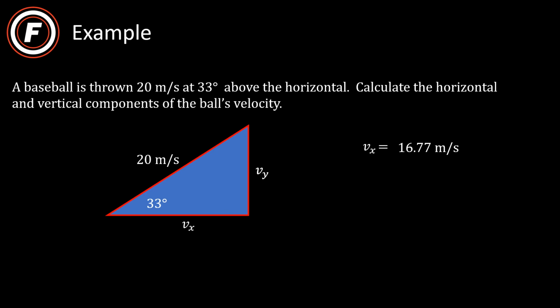The math for finding the vertical component is similar. We just use sine in place of cosine and the opposite leg in place of the adjacent leg. Using the triangle once more, we can multiply sine 33 degrees by 20 meters per second, again with a calculator, to get 10.89 meters per second.